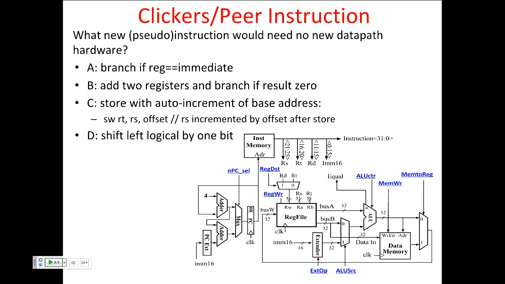Basically, this question's asking you which one of these instructions, right? We're giving you 4 different possible instructions. Of these 4, which one would not need any new data path hardware? So think about that. Don't talk to your neighbors yet. I'll give you a chance to do that in just a bit. So vote in, plug in what you think the answer is, and then I'll give you a chance to talk to your neighbors to figure out the answer.